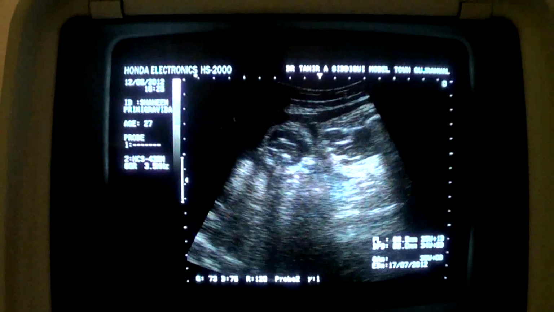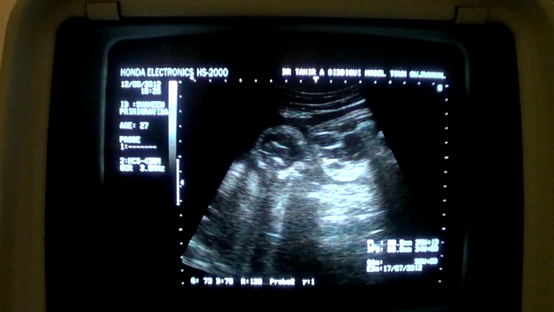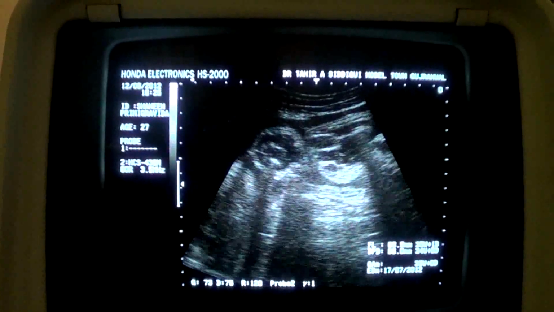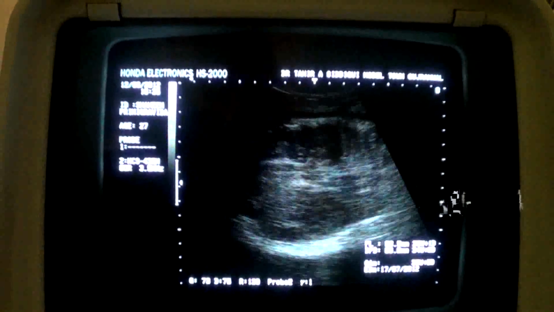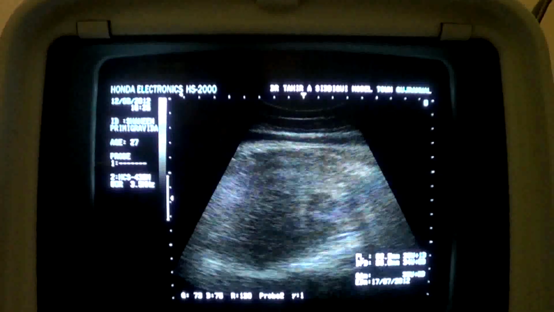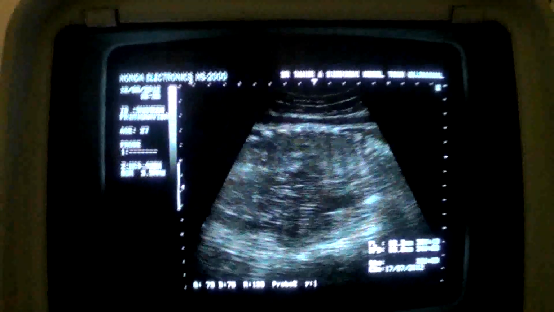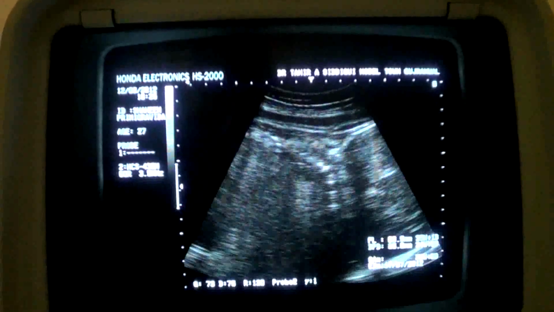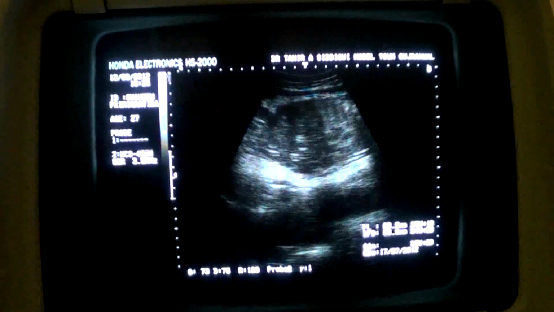Now I will place the probe here, not move it, and you will see, except for the breathing of the mother, there is no movement of the fetus. No respiratory movements even. So this is the case of intrauterine fetal demise at 35 weeks gestational age.